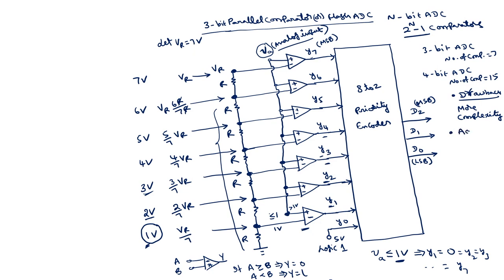Whereas the advantage is high speed or low conversion time. So in applications where speed is important, we'll prefer this parallel comparator or flash type ADC. The second type of ADC is called a counter type ADC.